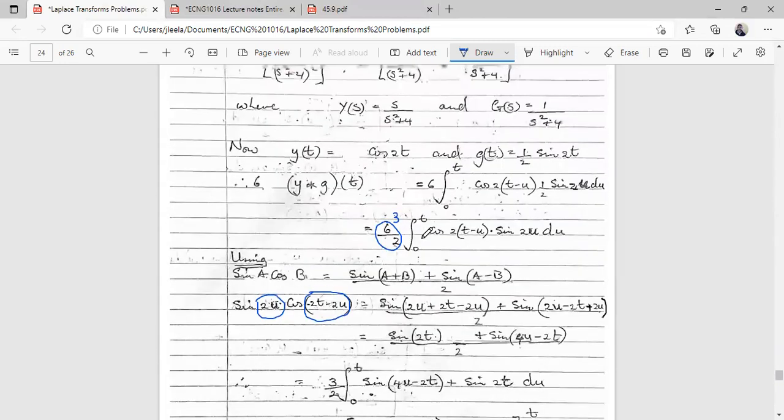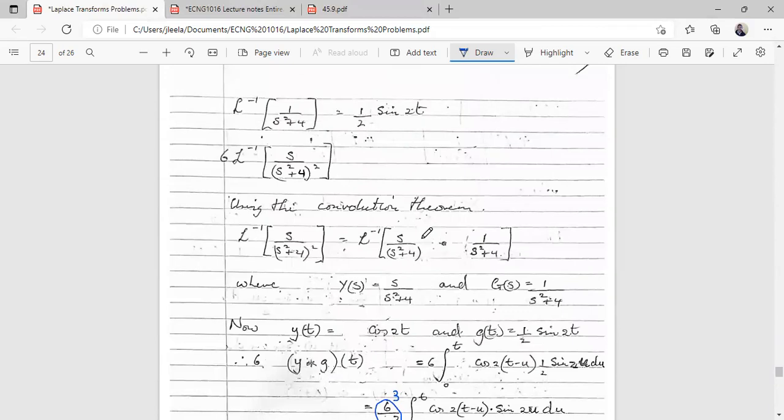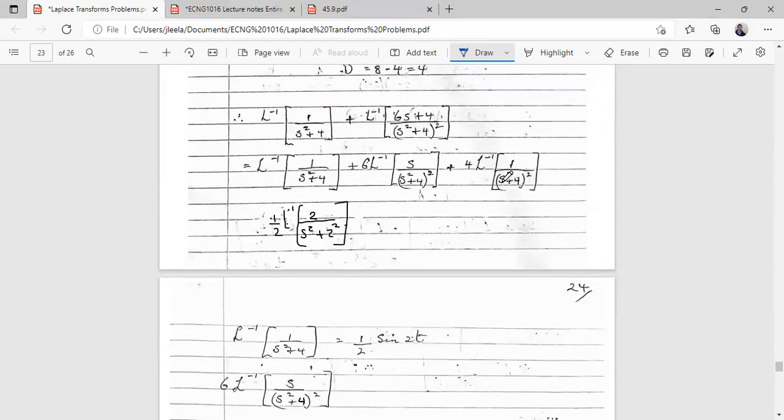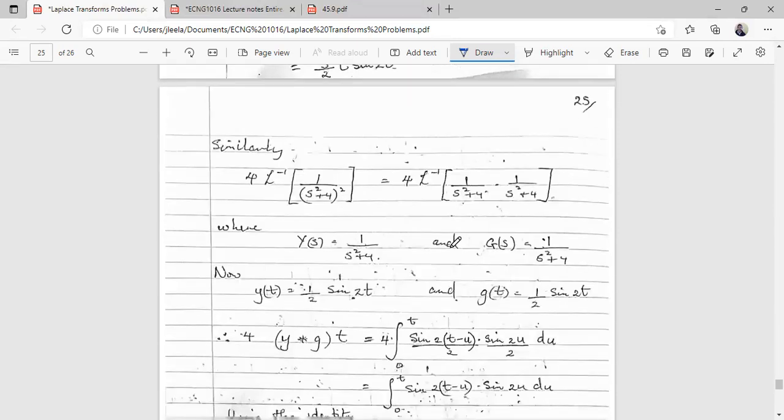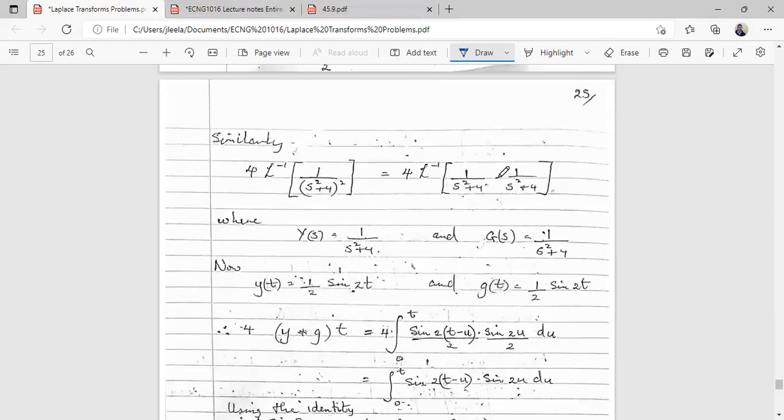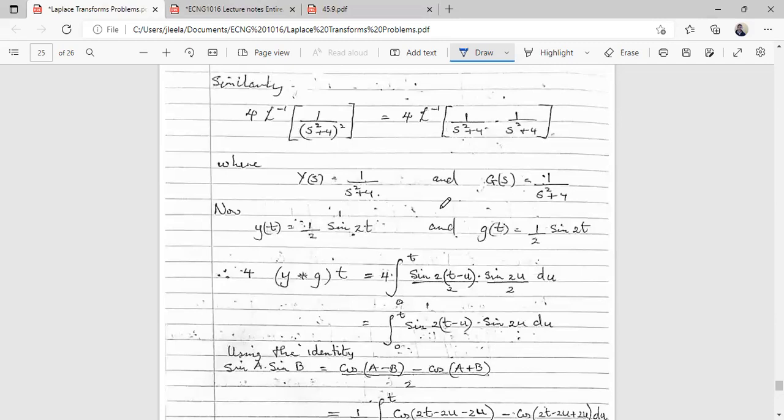Right, the second part now, similarly. We want this part here as well. We want to break up this into 1 over s squared plus 4 by 1 over s squared plus 4. So that is why I say similarly for the Laplace inverse of 1 over s squared plus 4 squared, it could be broken up like this here: 1 over s squared plus 4 by 1 over s squared plus 4. This is your Y(s), 1 over s squared plus 4, and your G(s) is 1 over s squared plus 4.